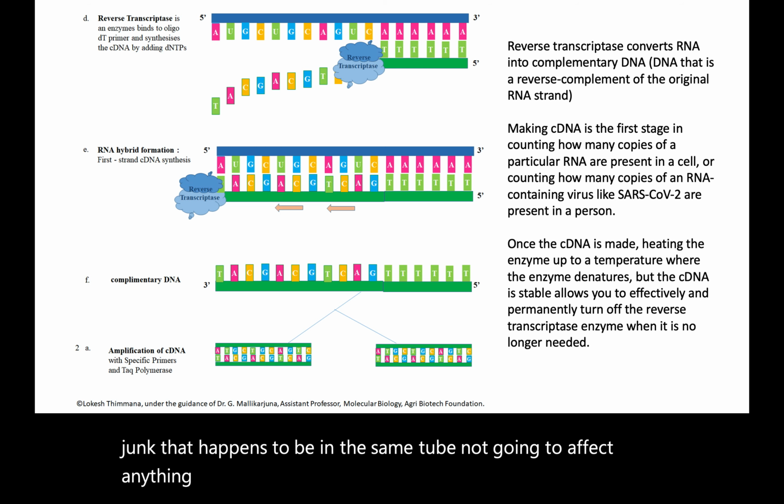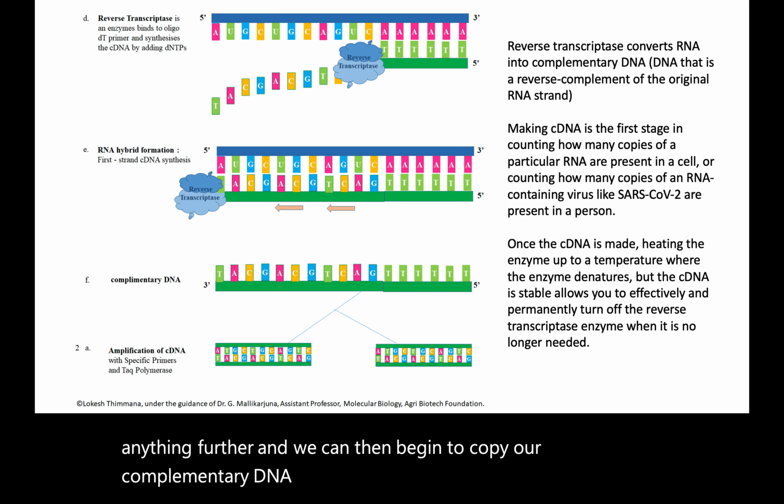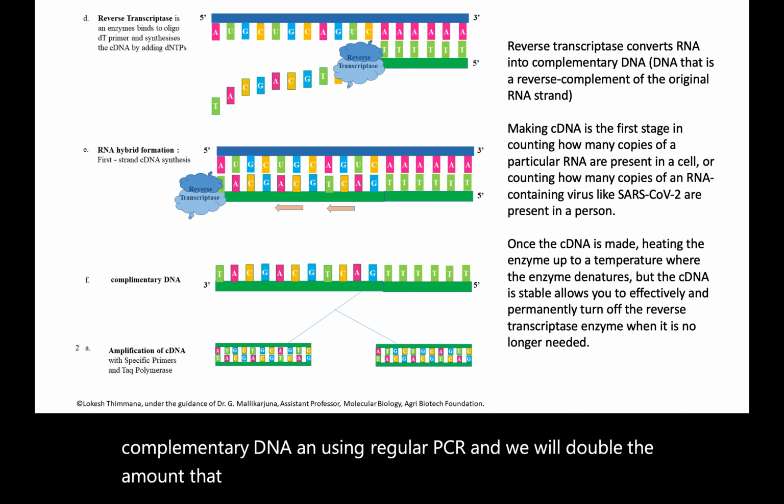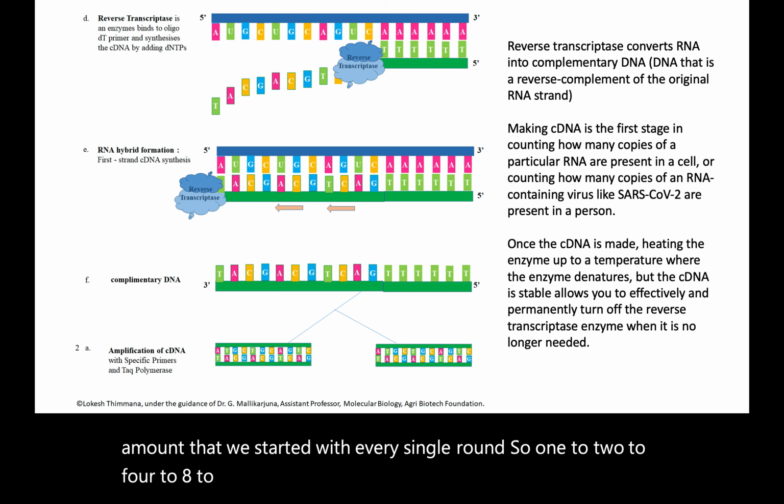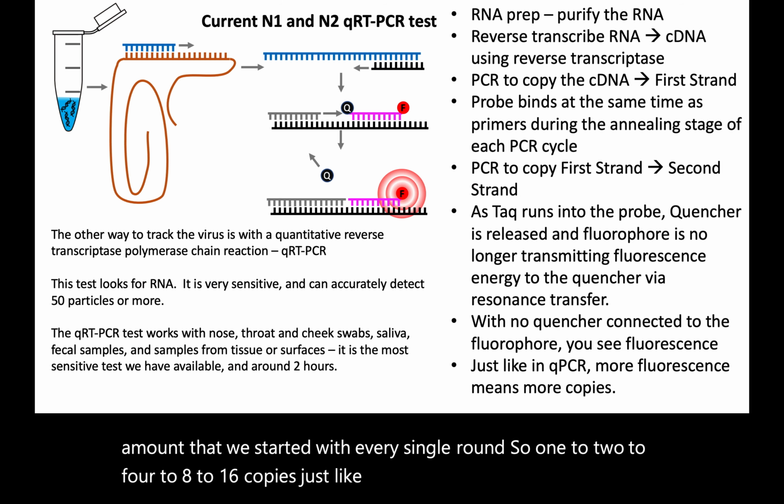And we can then begin to copy our complementary DNA using regular PCR. And we will double the amount that we started with every single round. So 1 to 2 to 4 to 8 to 16 copies, just like that. Just like PCR as normal.